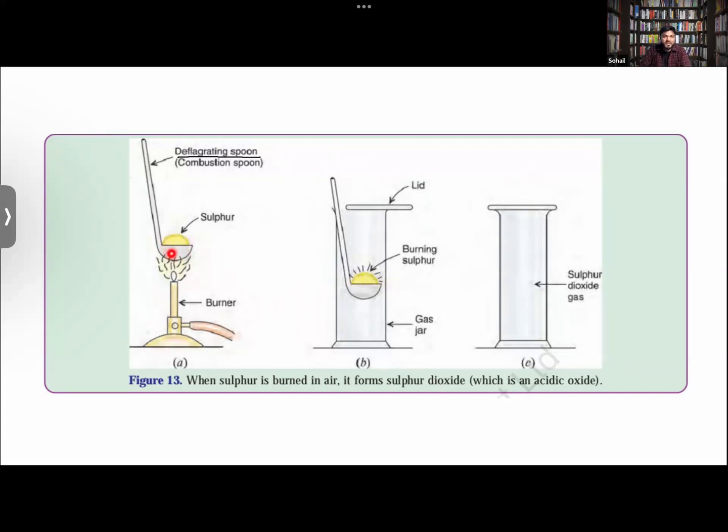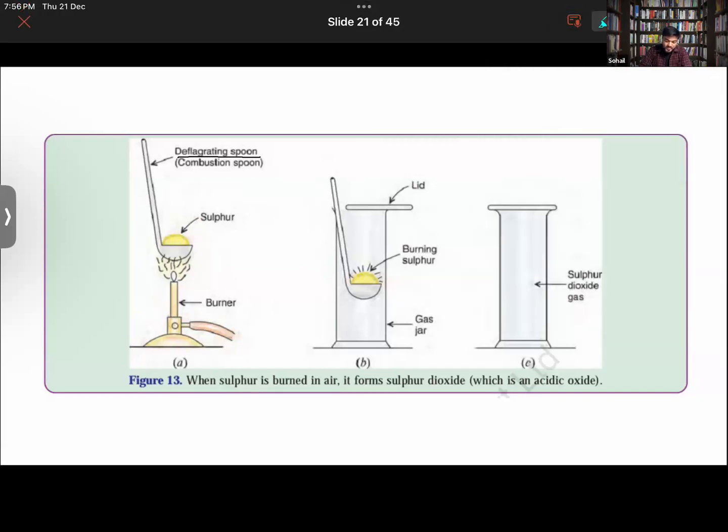क्या कर रहे हैं हम? इसे heat कर रहे हैं flame के ऊपर. So you get to see that as the sulfur will start to burn here, sulfur burn करना शुरू करेगा, and the blue flames will come out of it. ये burn करना शुरू कर चुका है. Now what we will do? We will put it inside a glass jar. इसके ऊपर हमने एक glass jar अभी रखा है. We have placed a glass jar over it.